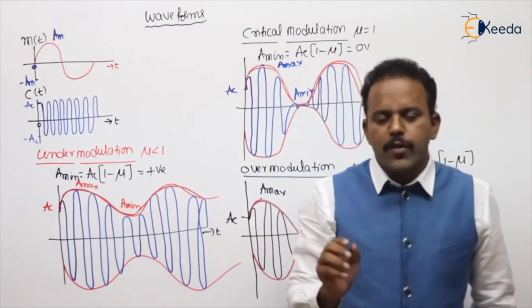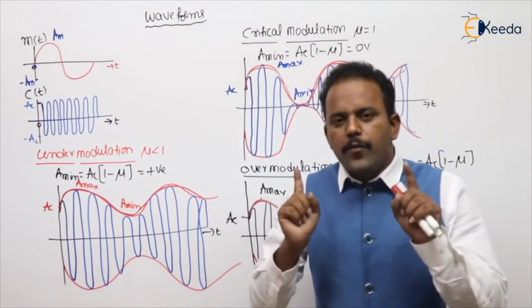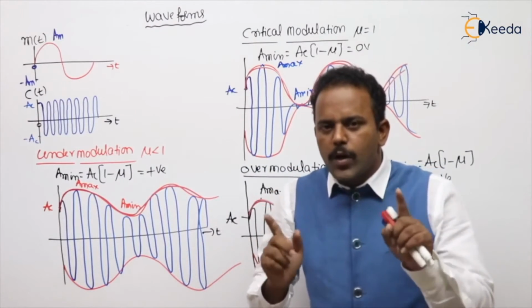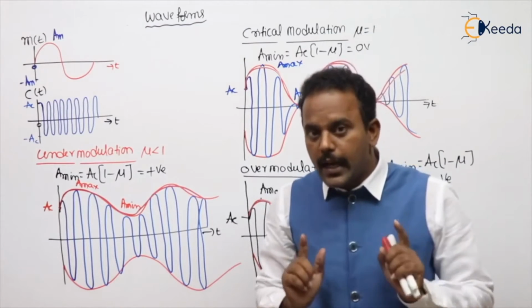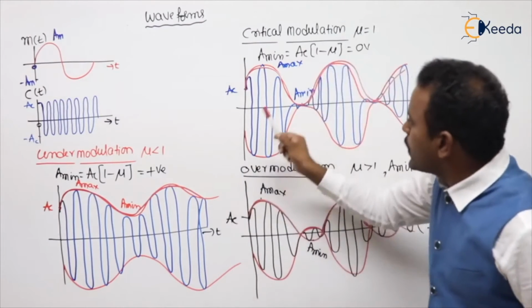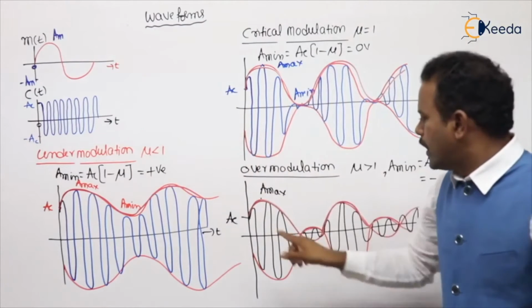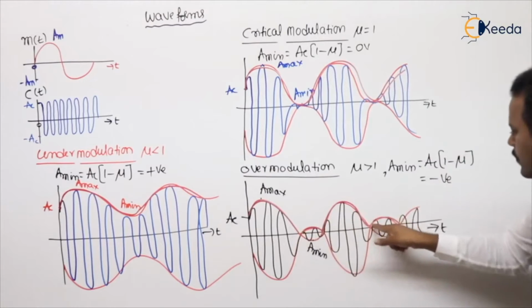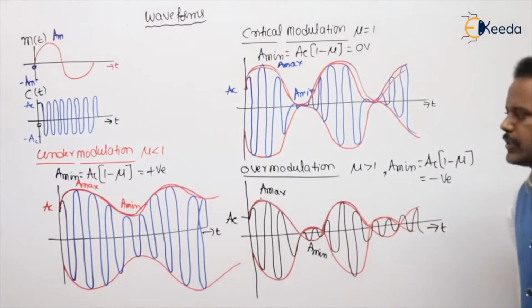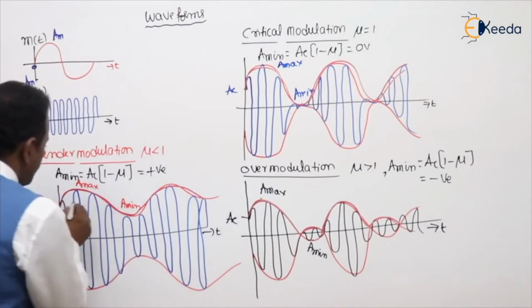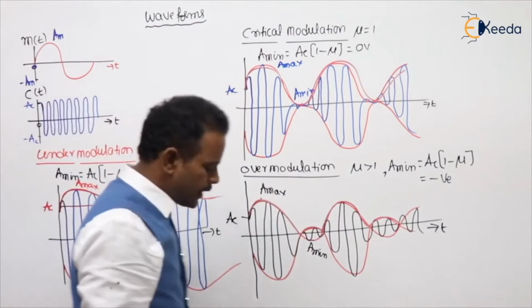If you see the positive envelope in all the 3 cases, where is the positive envelope is equal to our message? Clearly observe, the positive envelope is equal to our message in critical and under modulation. In over modulation, you can see the positive envelope, it's clearly differ from the message. Maybe adding the DC value is shifted above, you can draw a line like that, you can observe.